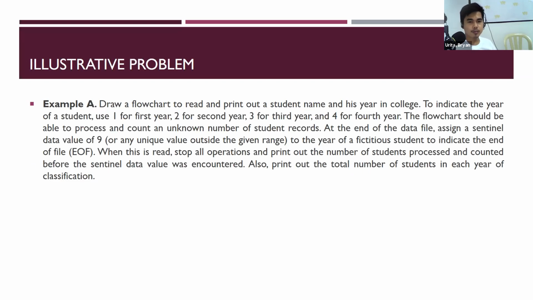So let's have an example. You draw a flowchart. Okay, basahin natin yan. Draw a flowchart to read and print out a student name and his year in college. To indicate the year of a student, use 1 for first year, 2, 3, 4 for second, third, fourth respectively. The flowchart should be able to process and count an unknown number of student records.